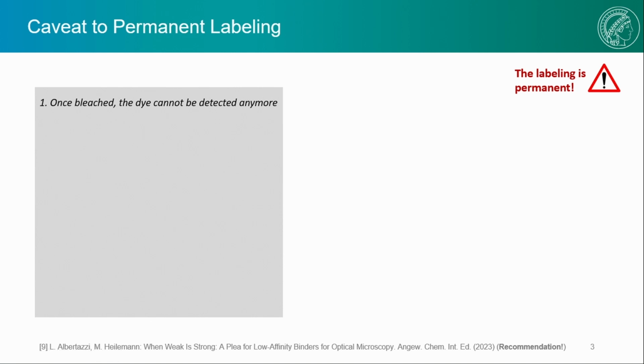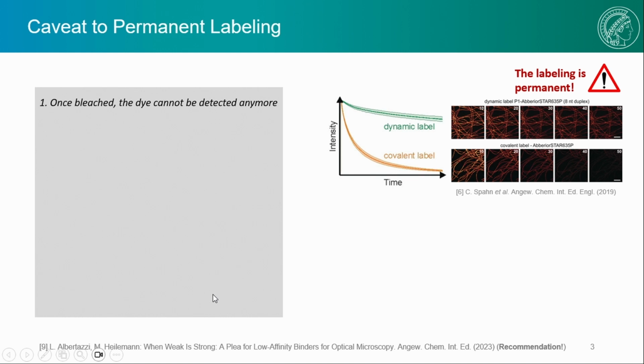First, once bleached, the dye cannot be detected anymore. As you see here in this experiment, using covalent labeling and STED microscopy has a limited number of frames that can be recorded. In contrast, using dynamic or exchangeable probes that can be replenished by fresh fluorophores once they are damaged allows us to acquire many more frames and thereby has the potential to observe dynamic processes.